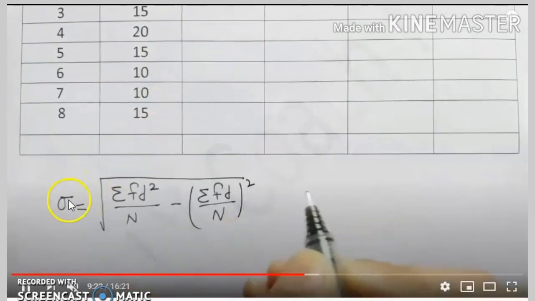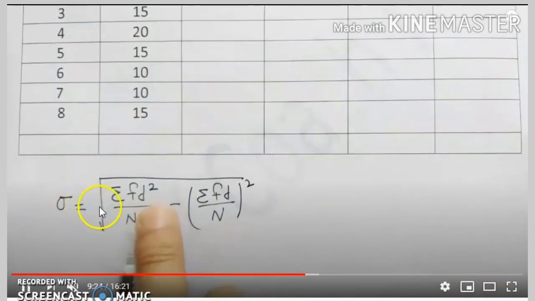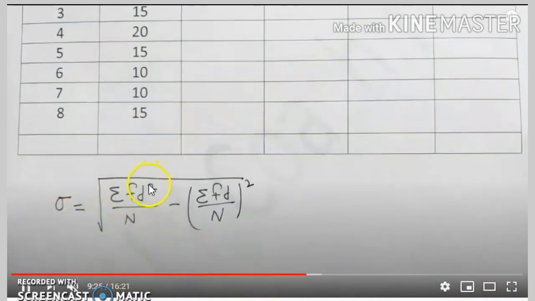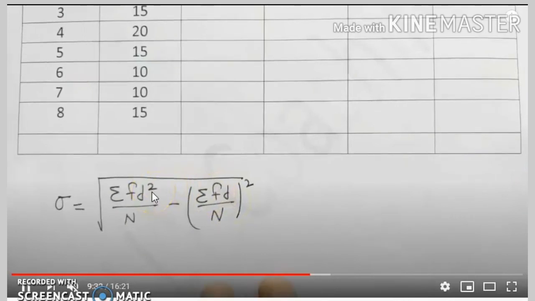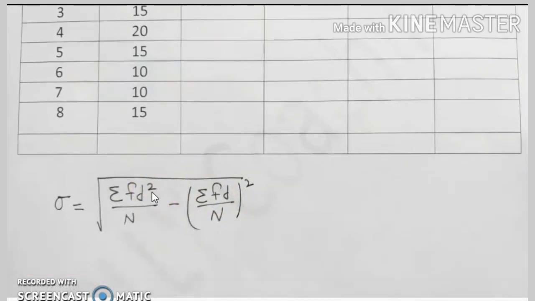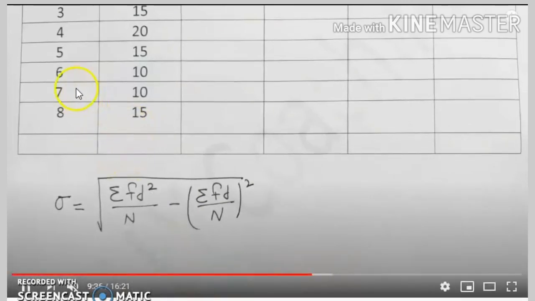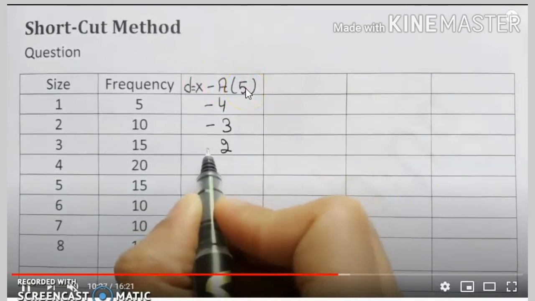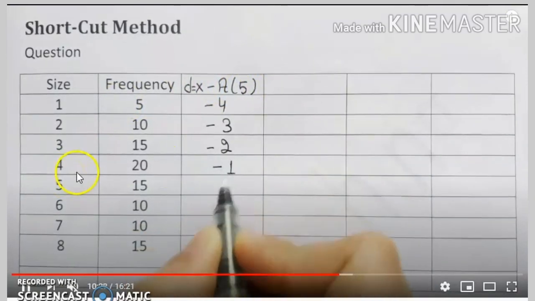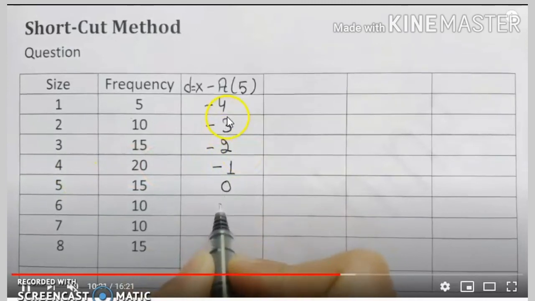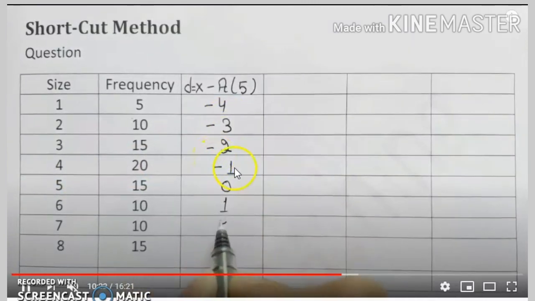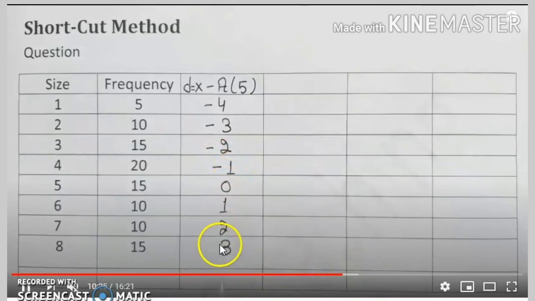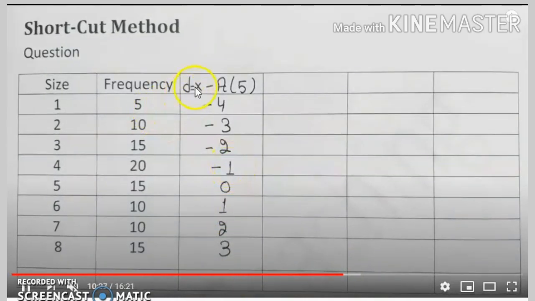So next is the shortcut method. That formula is sigma equal to root of sigma fd square by n minus sigma fd by n the whole square. So as you know, here d is the assumed mean that we have to find from the x column. So let us see the answer. So this is the question. You have taken 5 as the assumed mean from x. Then the answer will be minus 4, minus 3, minus 2, minus 1, 0, 1, 2, 3. So that's the d column.